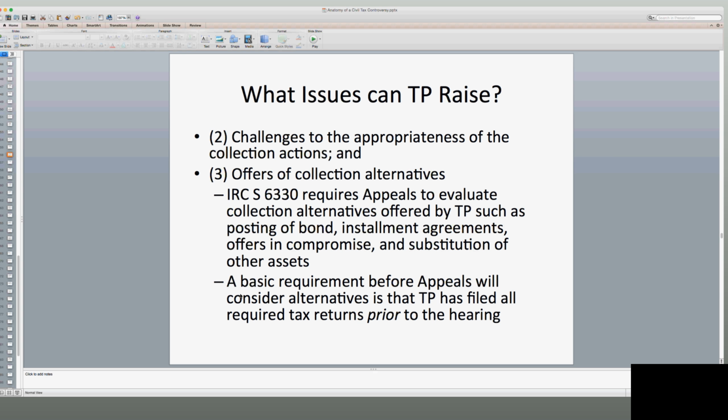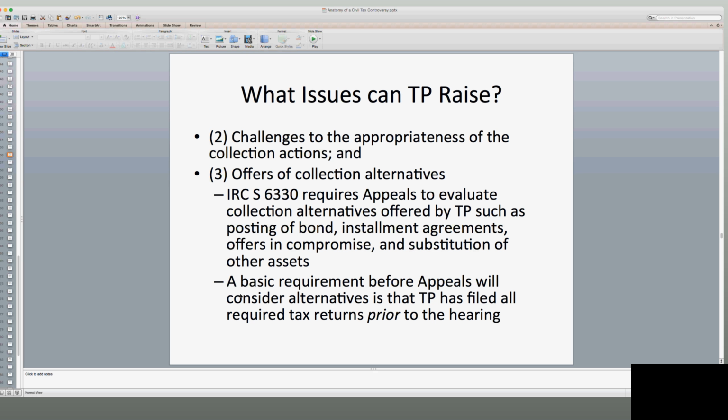Section 6330 requires appeals to evaluate collection alternatives offered by the taxpayer, like a posting of bond, installment agreement, offers in compromise, and substitution of other assets. A basic requirement before appeals will consider alternatives is that the taxpayer has filed all required returns prior to the hearing. That's a very big caveat and one that sometimes is not met.